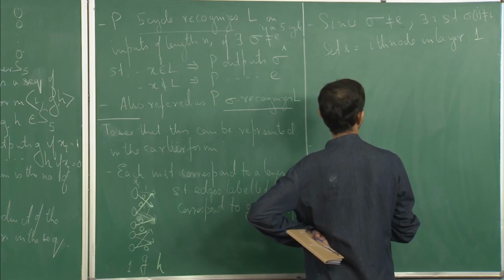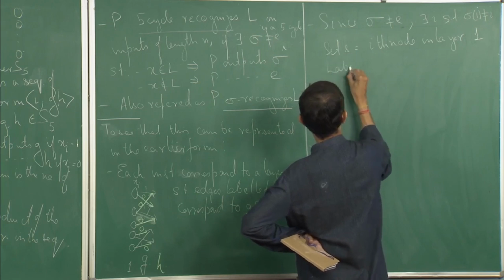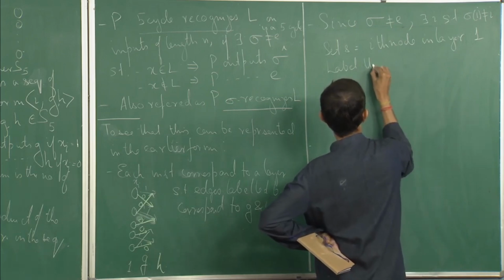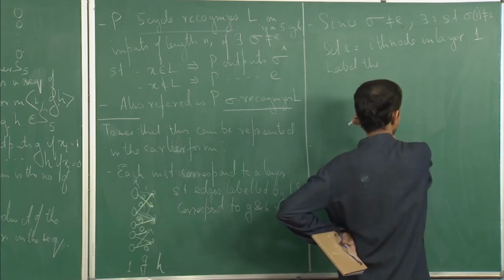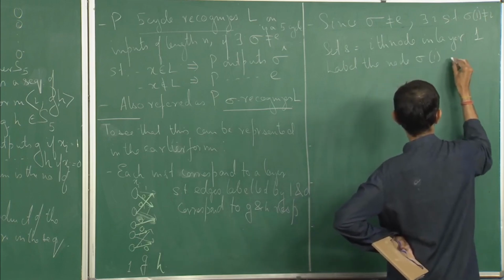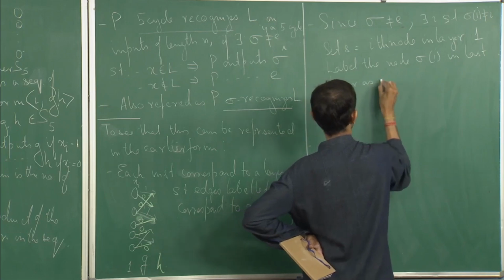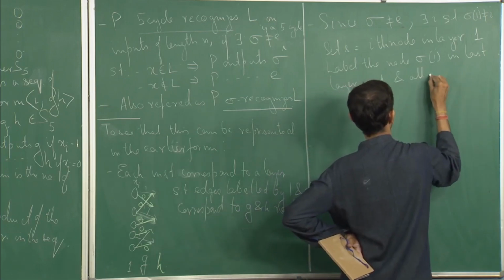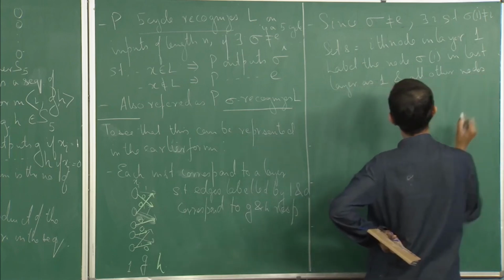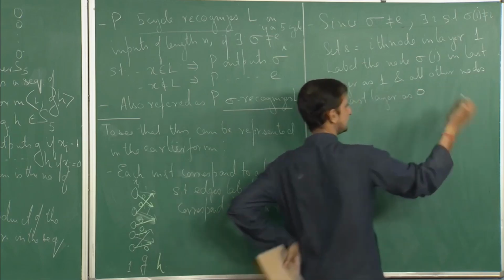and label the node sigma i in the last layer as 1 and all other nodes in the last layer as 0. Okay.